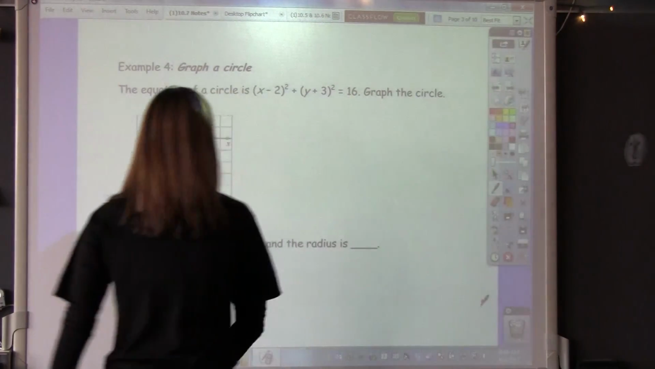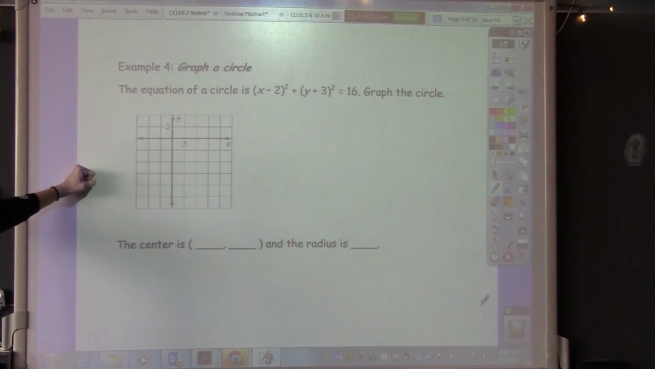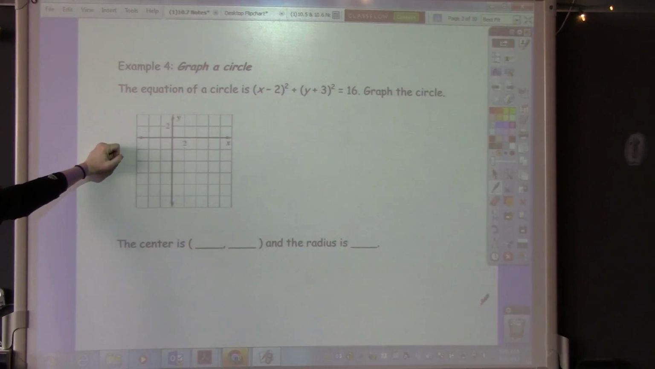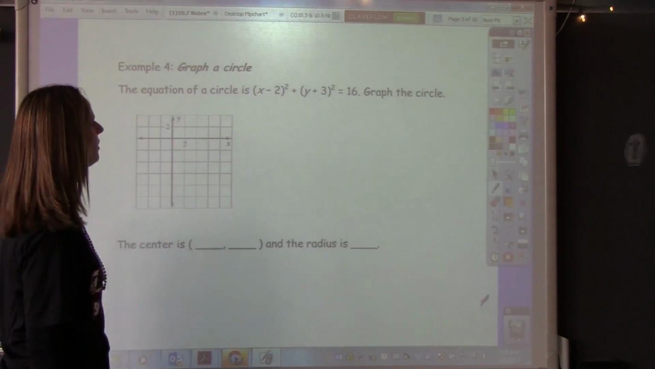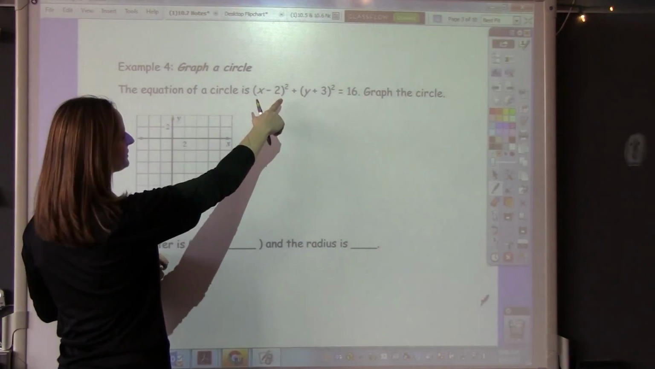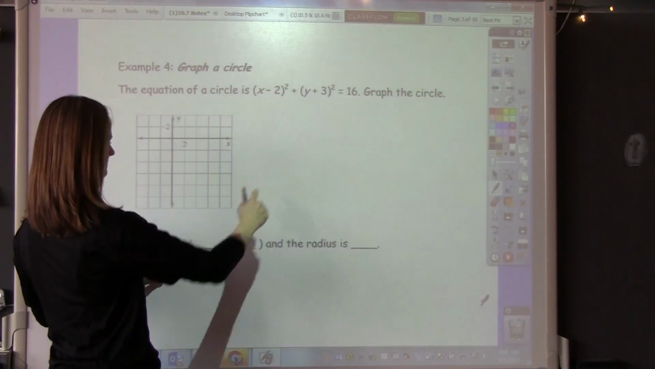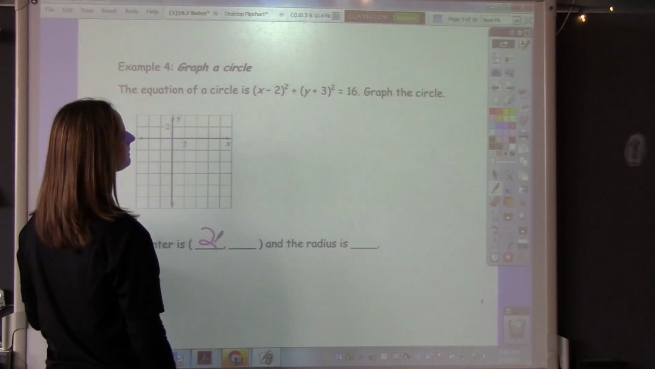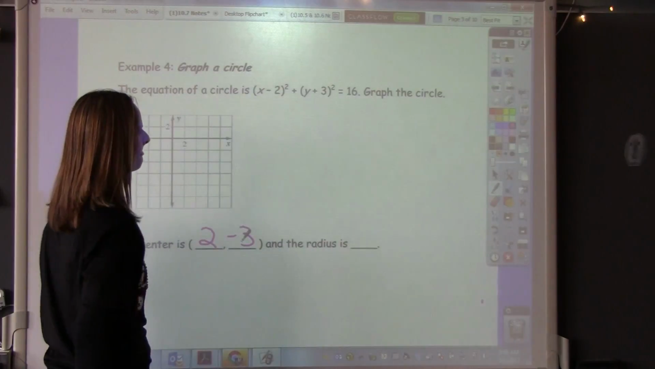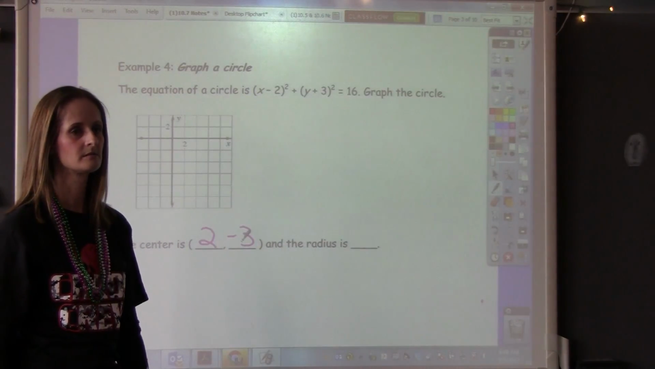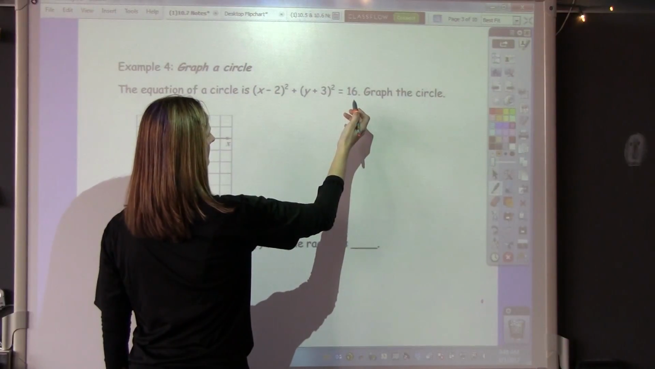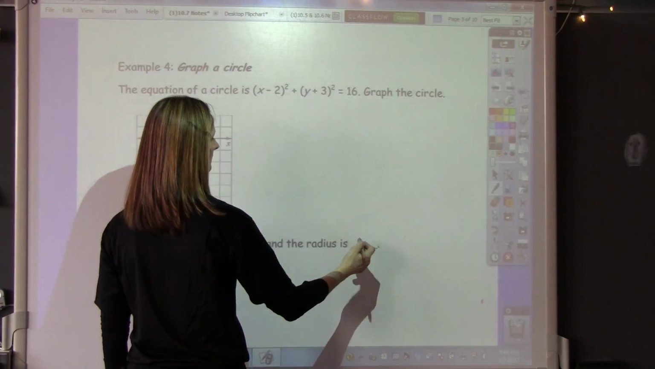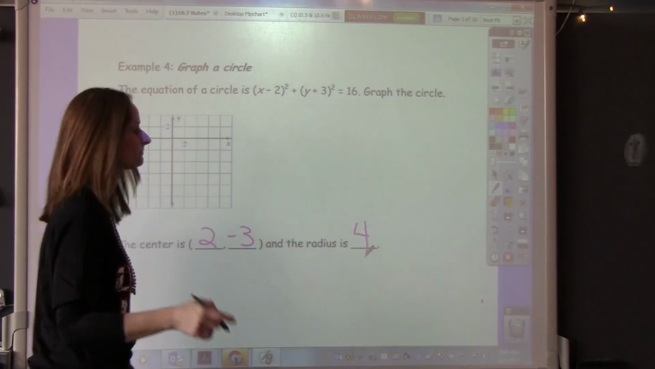All right. Graph this circle. Now, this graph paper, notice it's counting by 2's. Just keep that in mind. So, what's the center? The center of the circle is at 2, negative 3. And the radius is? 16. No, 4. The square root, right?